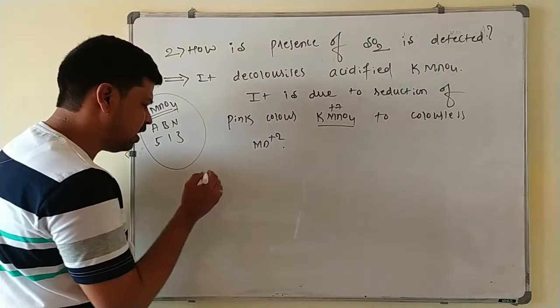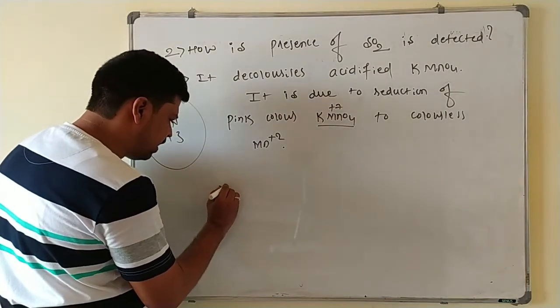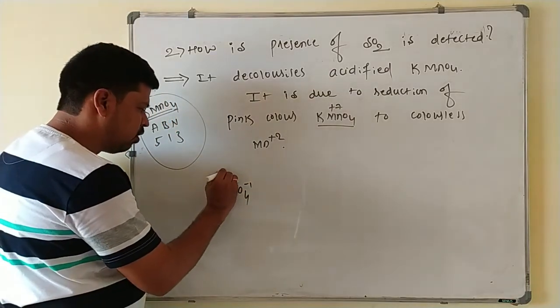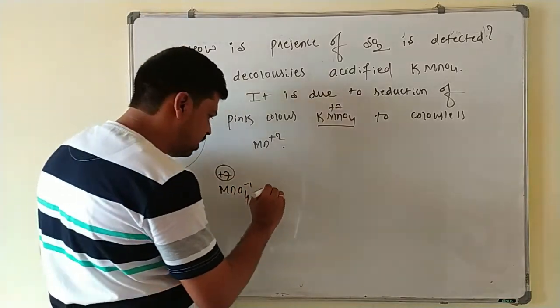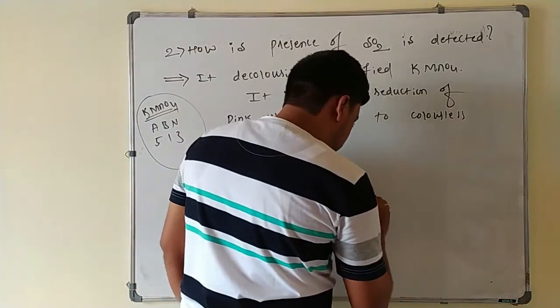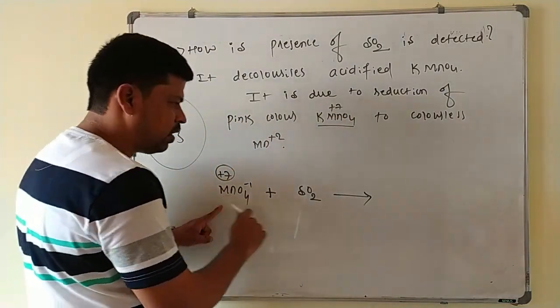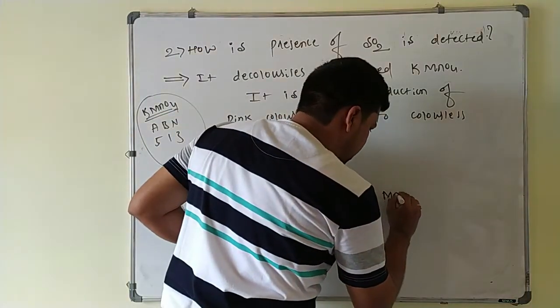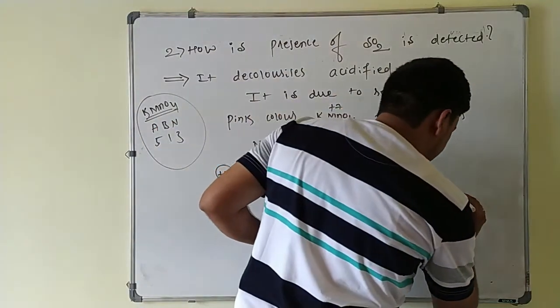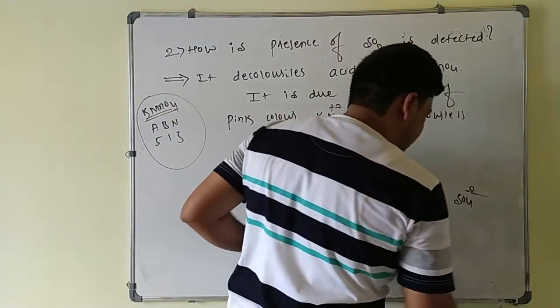We will write the reaction now. First we will write the permanganate ion. This is MnO4 -1, where the oxidation state of Mn is +7. So this ion treated with SO2 will be reduced to Mn+2. We will write Mn+2 plus this SO2 is oxidized to SO4 -2.